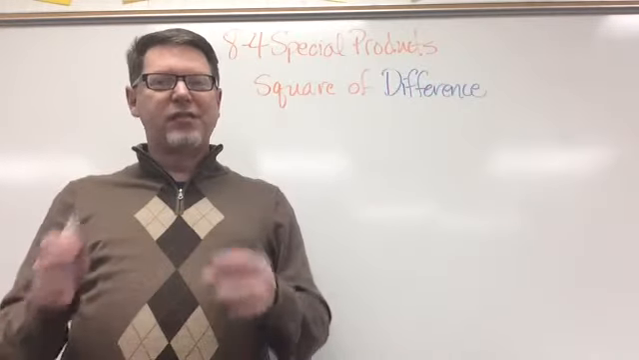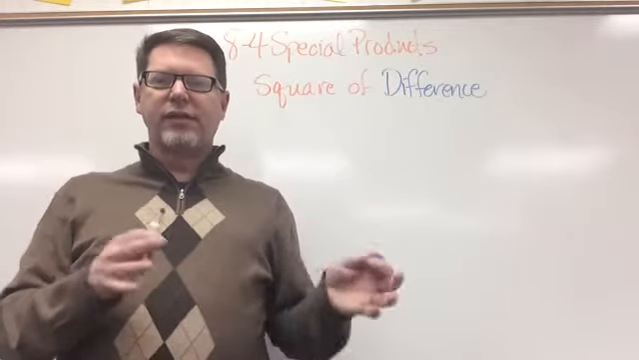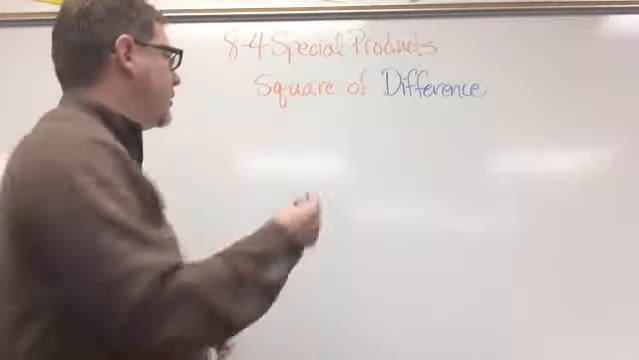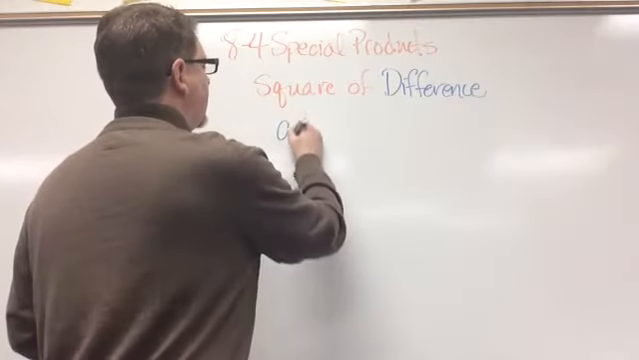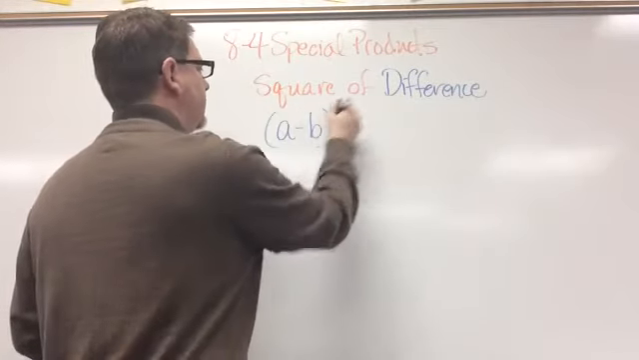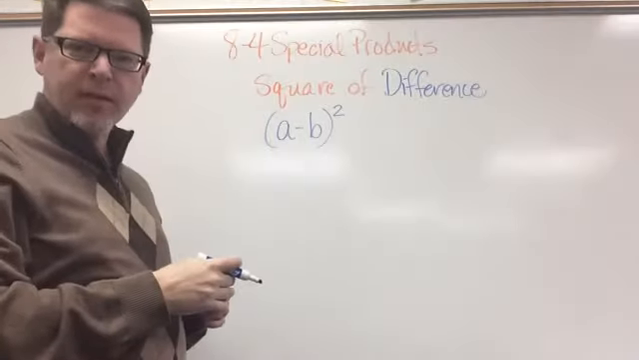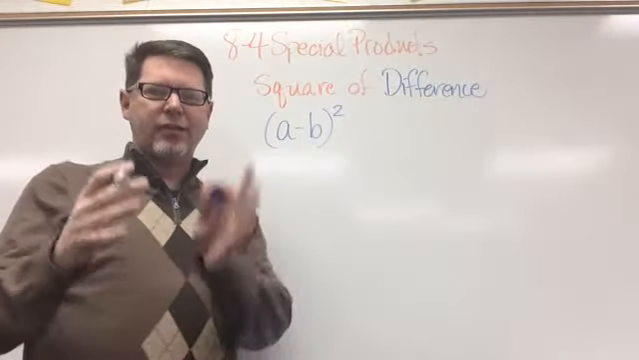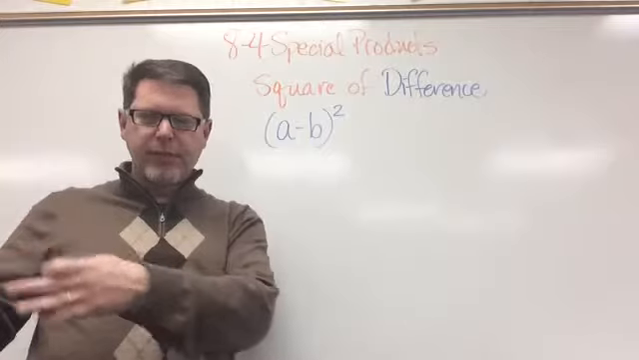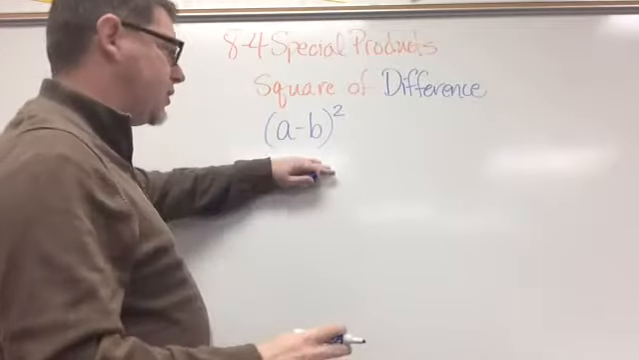The next little shortcut is very, very similar to the square of a sum, but we're going to do the square of a difference. So we could have, for instance, a minus b squared. So when we do a minus b, again, I could write it a minus b times a minus b, and I could use FOIL, or I could use this little shortcut.